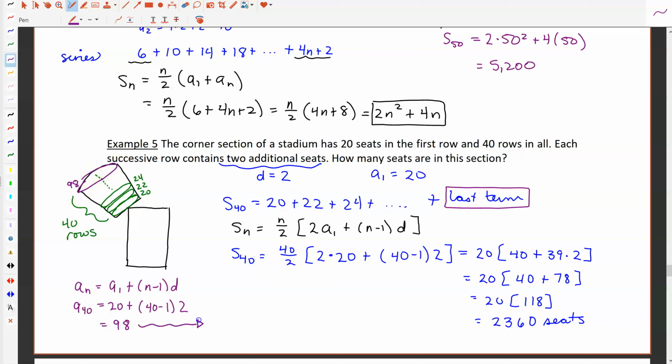Once I have that, we can then use the version of our sum formula that we have been using in the previous examples, n divided by 2 times a1 plus an, which would be 40 divided by 2. My first term is 20, and now I know that the last term in my sequence is 98. So I'll leave it up to you to verify that you get the exact same sum this way. This is just a different way to connect all the ideas in all the different formulas that we've seen in order to find the sum that we want.